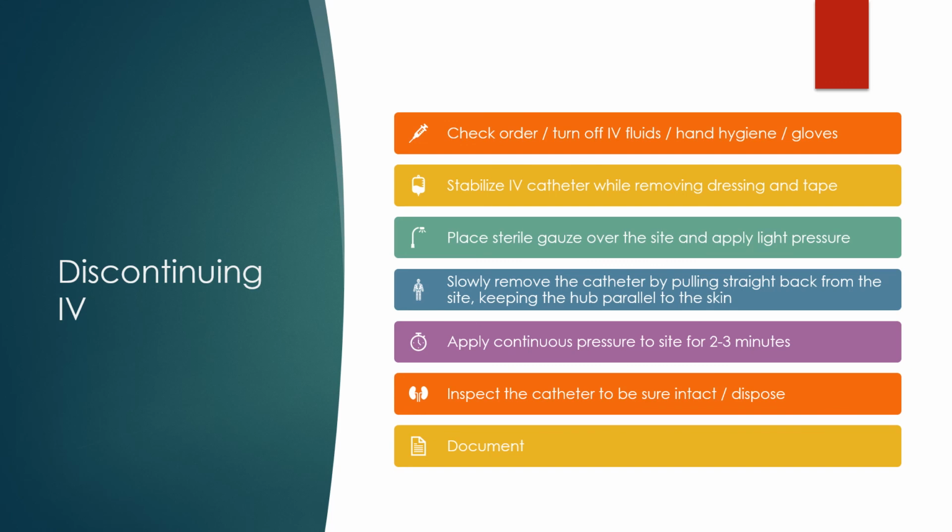Stabilize the IV catheter while you're removing the dressing and tape. Place the sterile gauze over the site. Apply light pressure once you've removed it. Continuous pressure for that site for 2 or 3 minutes. Inspect the catheter to make sure everything's intact, and then document it.